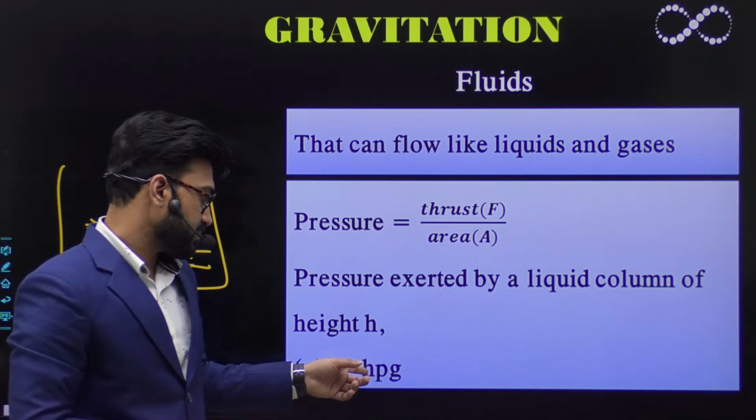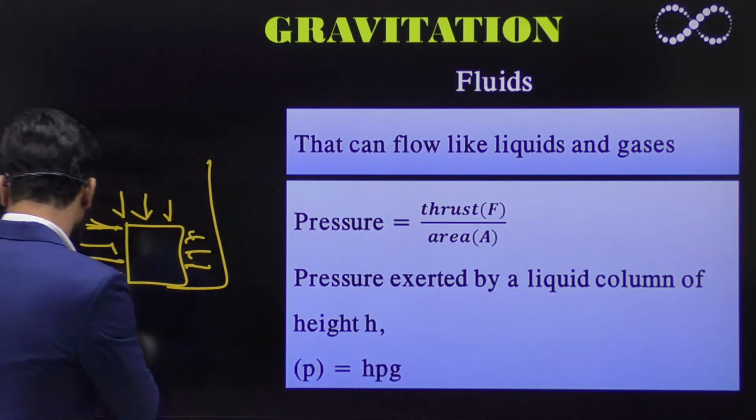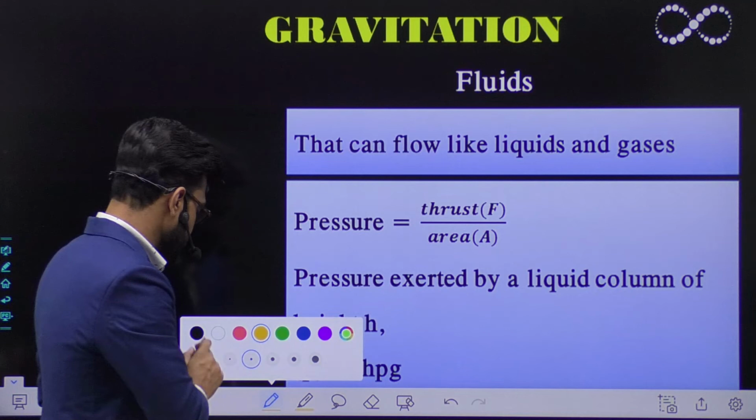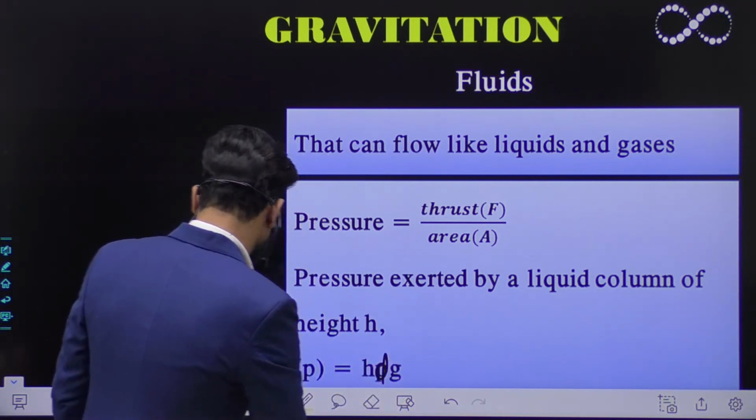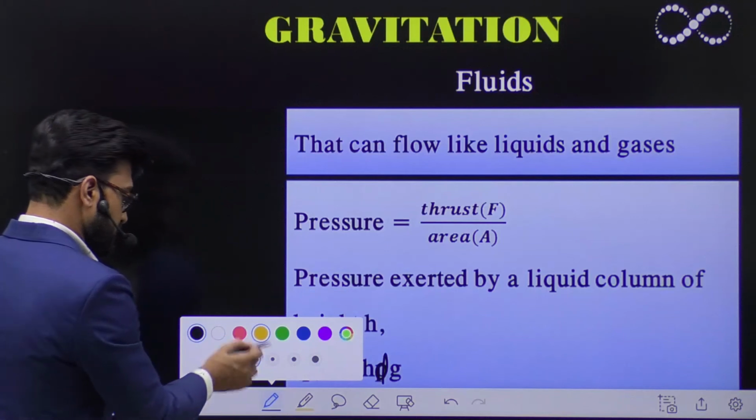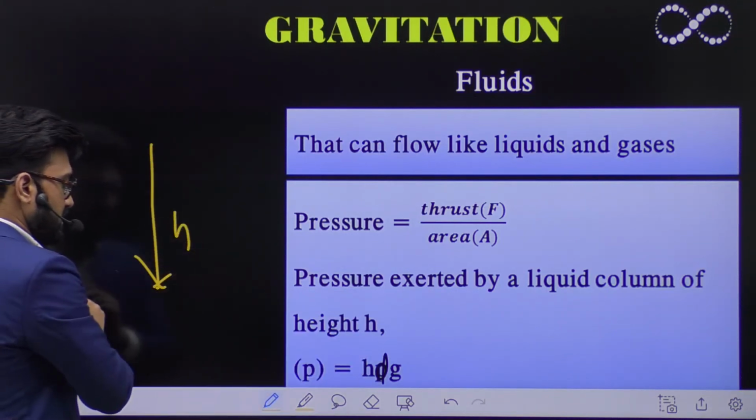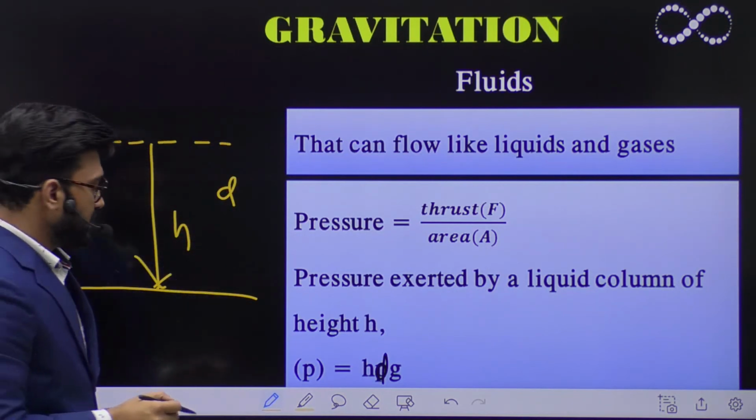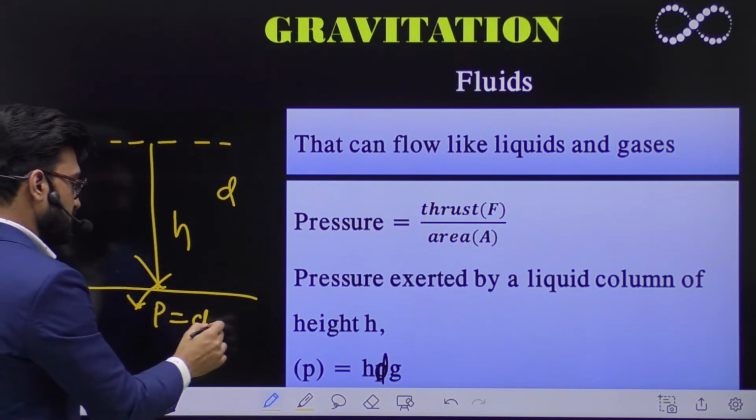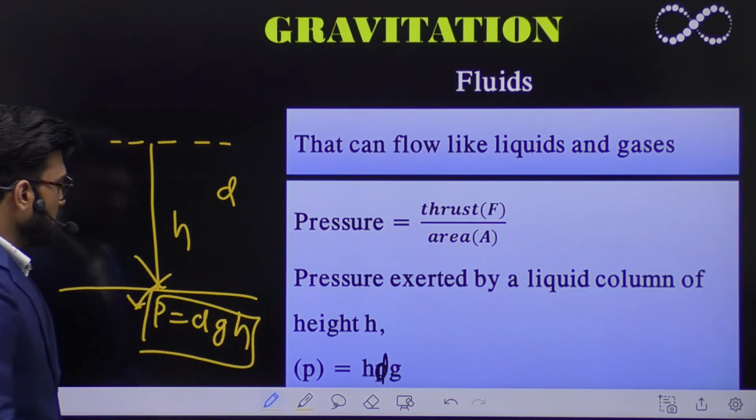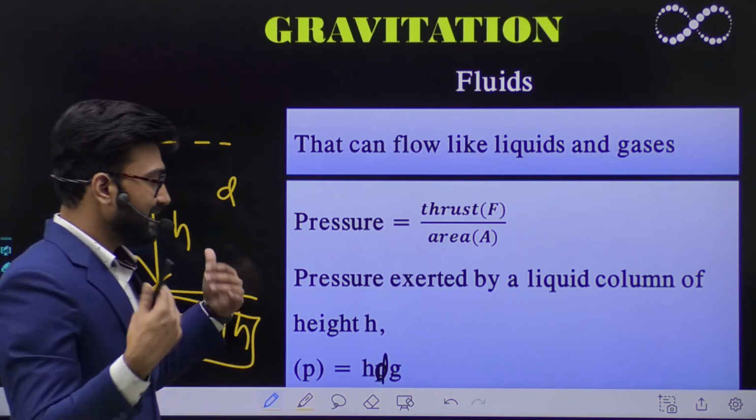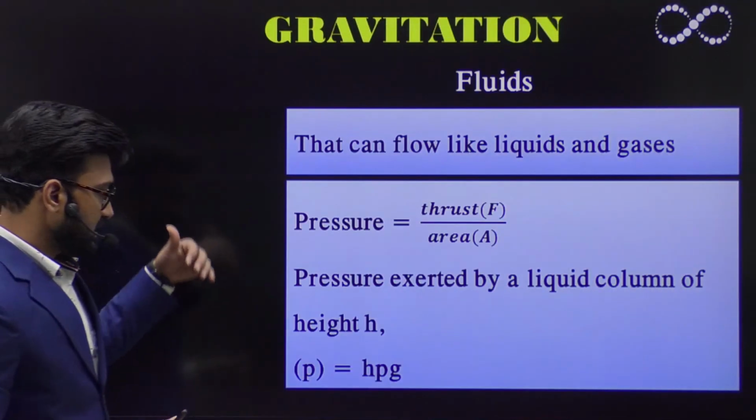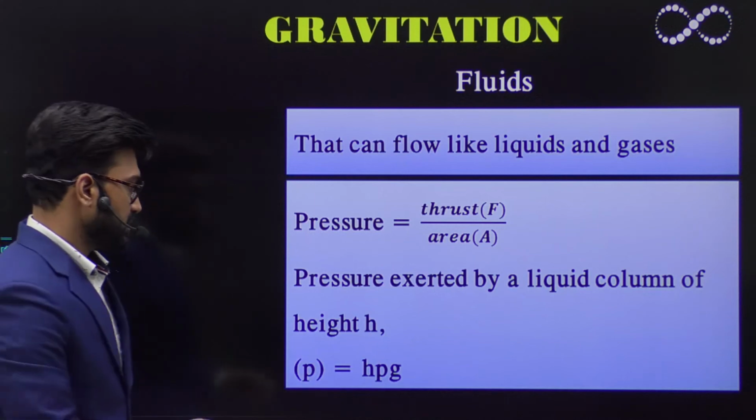Okay, here it is dgh. d is the density, g is the acceleration due to gravity. Whenever you are moving downward inside a liquid to a certain depth h, and d is the density of the liquid, at this particular depth the pressure is dgh. You must remember, as you go deep inside the water, the pressure will keep on increasing. So pressure only depends upon depth and the density of that particular liquid.